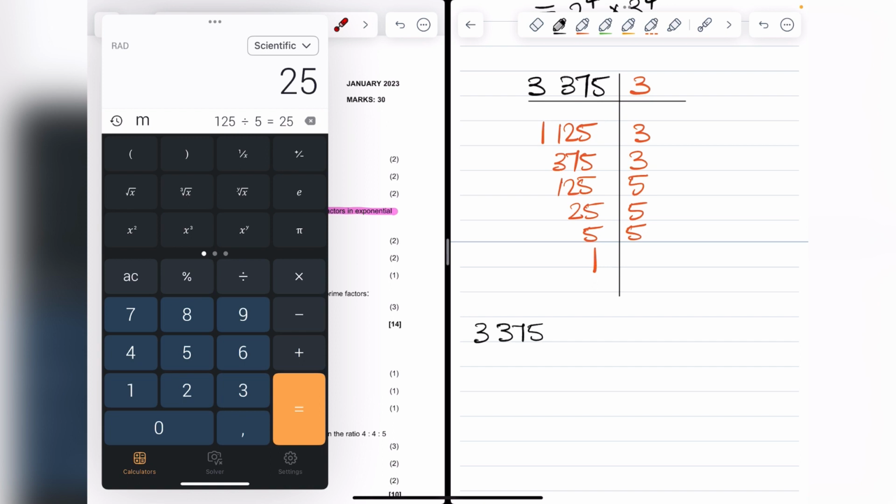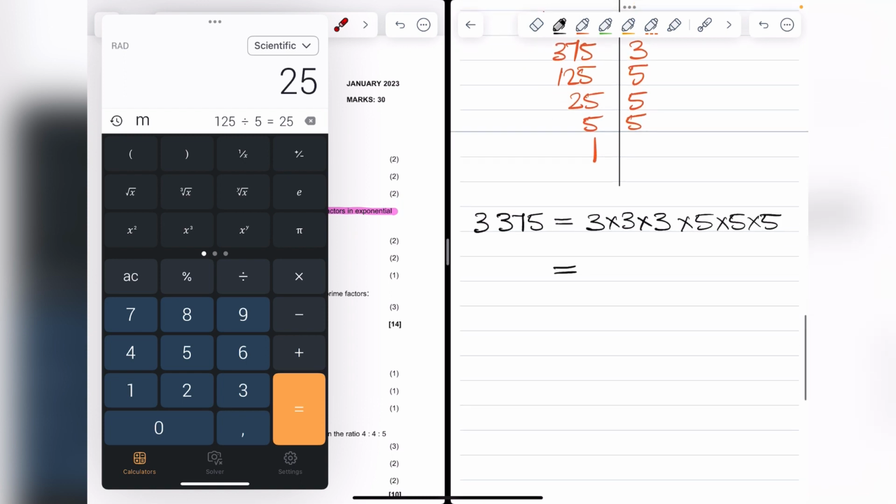3,375 is equal to 3 times 3 times 3. So that's 3 3's and 3 5's. Okay, and in exponential form, that would be 3 to the power 3 times 5 to the power 3. And that, of course, that's the end.